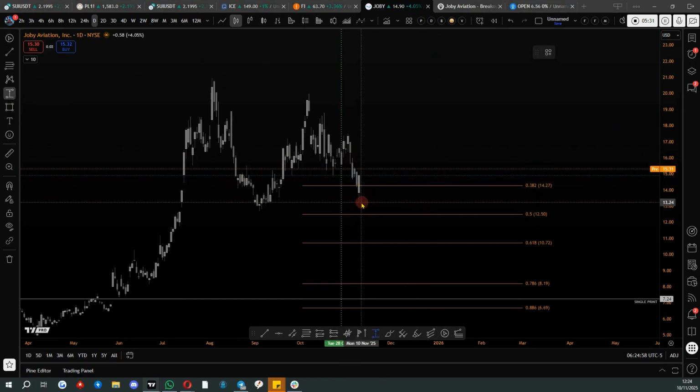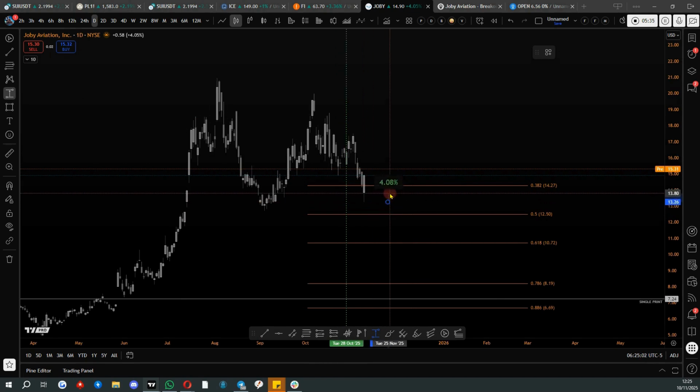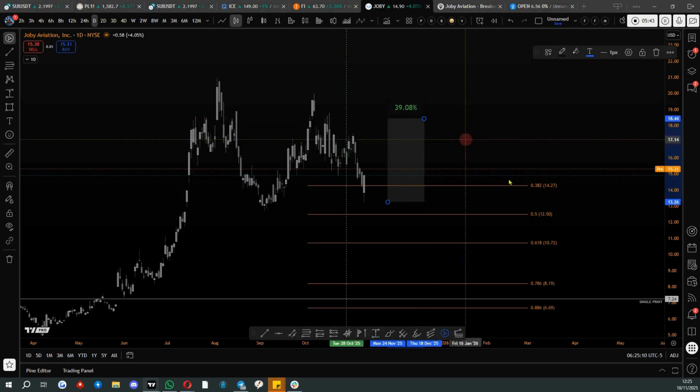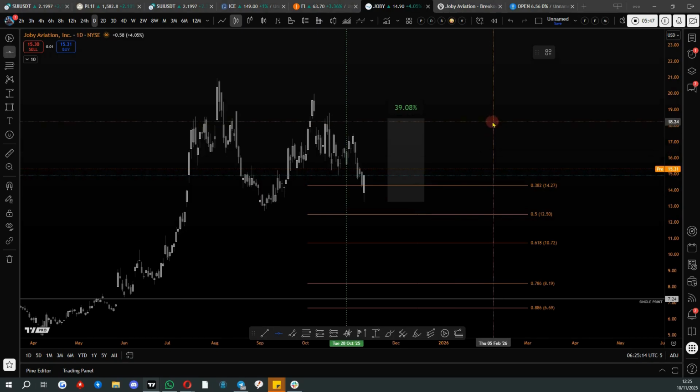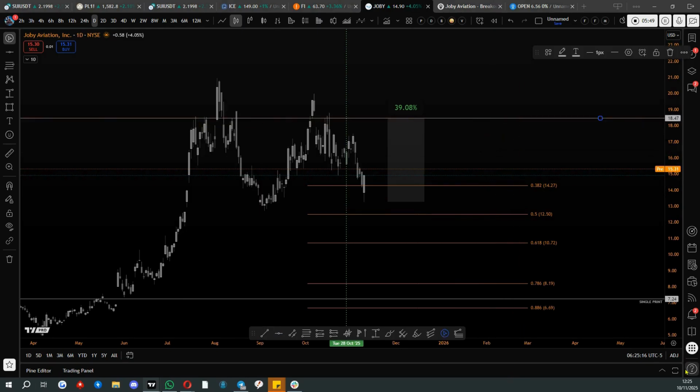If I measure from this candle, this is Friday's candle, and we're going to take this now all the way up to what? 39%. Here we go. There you go. That's 39%. Now I'm going to snap a line along there and look at that. $18.47.